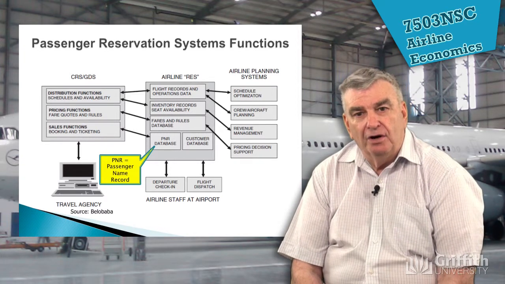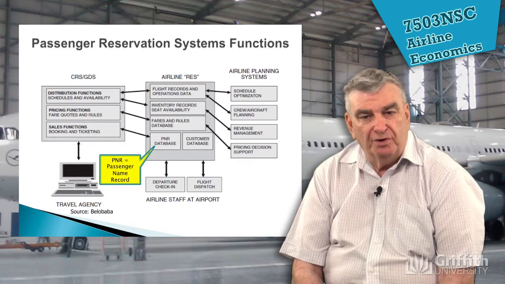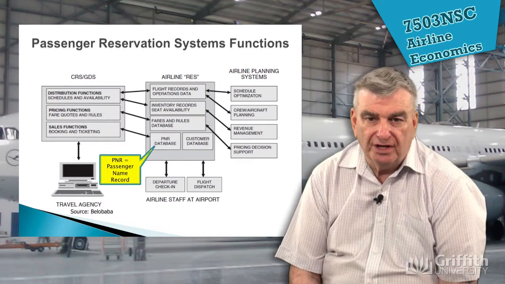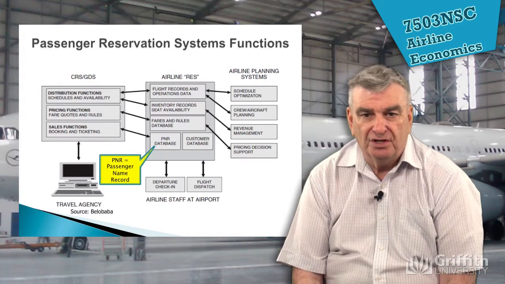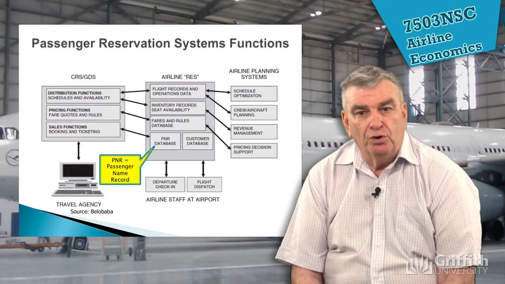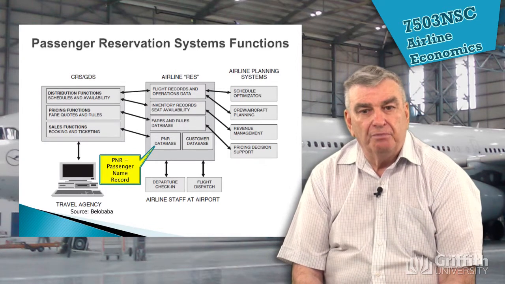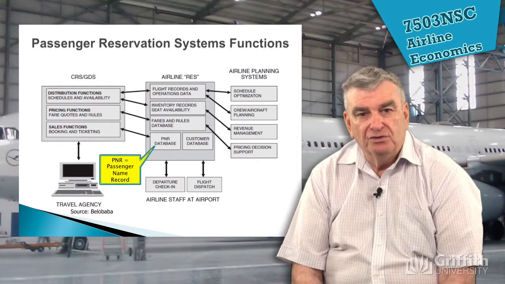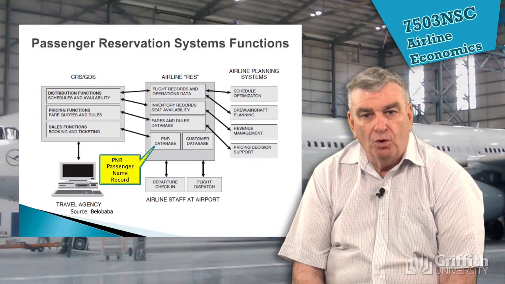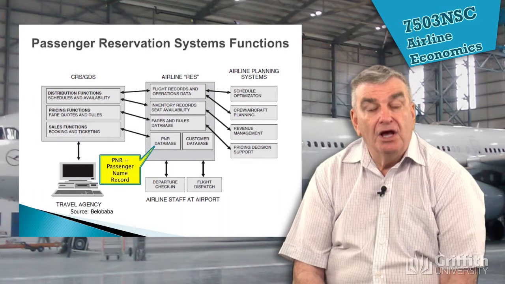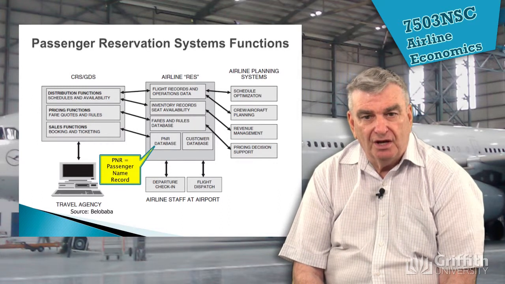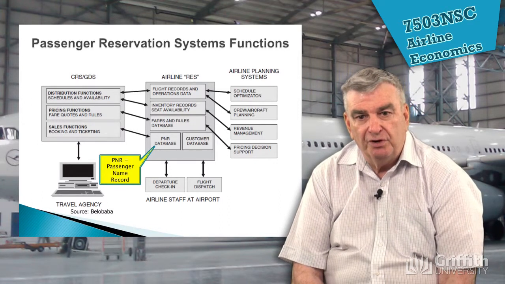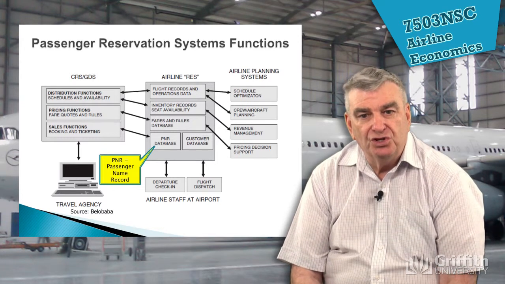If we look at the airline planning system, we have the schedule optimizer, which we looked at in the previous lecture as part of the passenger origin destination system. We've got the crew and aircraft planning feeding into that because that's important so that people know exactly what the flights are that are going to be going out. The revenue management system, and we studied that, of course, in a previous lecture, and the pricing decision support.